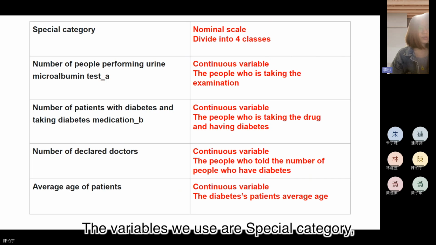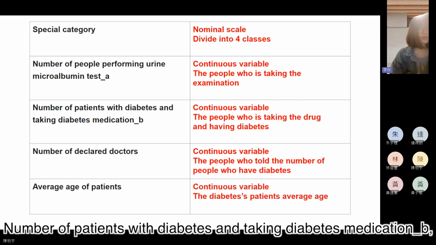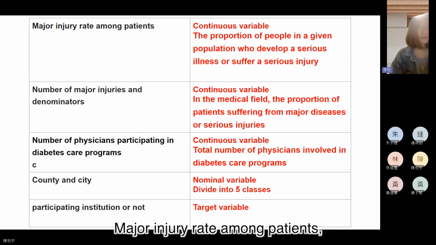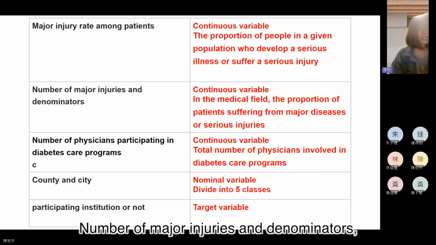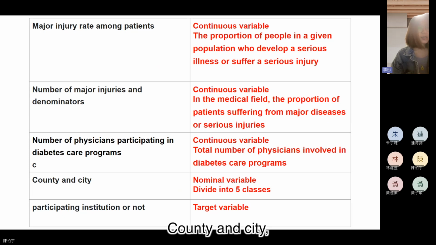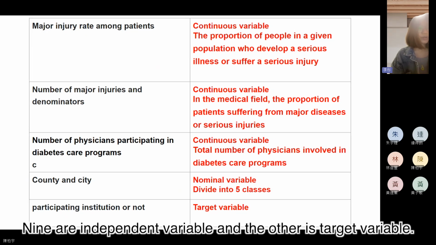The variables we use are special category, number of people performing urine microalbumin test A, number of patients with diabetes and taking diabetes medication B, number of declared doctors, average age of patients, major injury rate among patients, number of major injuries and denominators, number of physicians participating in diabetes care progress, county and city, participating institution or not. These are 10 variables we choose to use. These are 9 independent variable and 1 target variable.